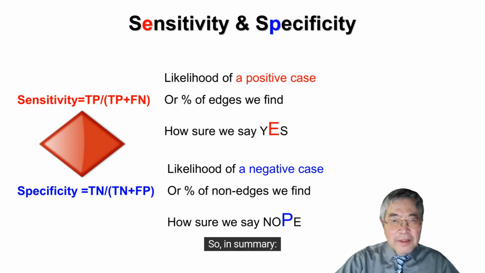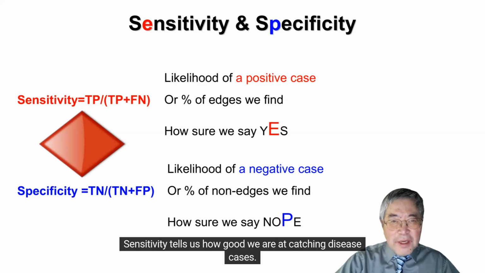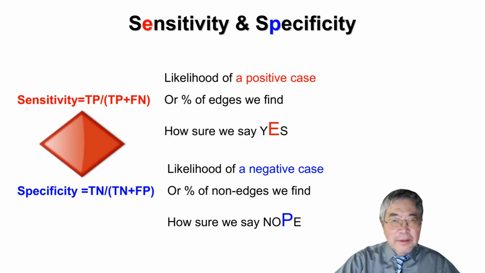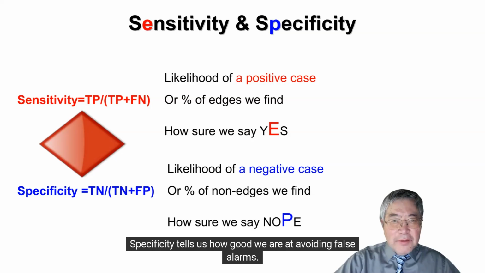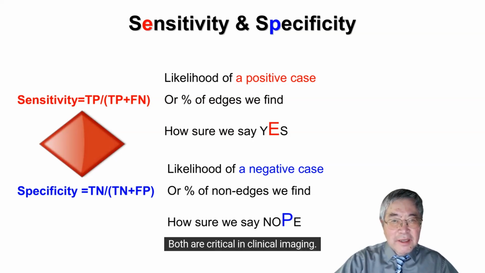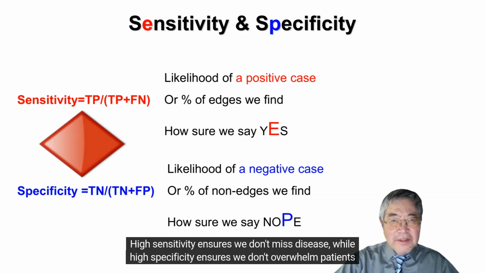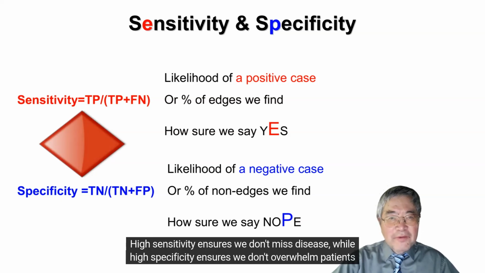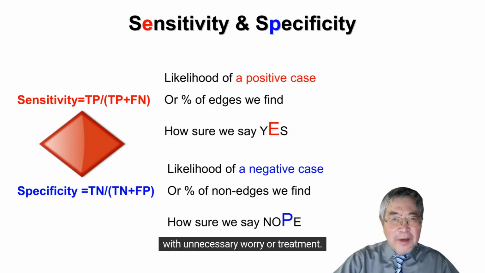So, in summary, sensitivity tells us how good we are at catching disease cases. Specificity tells us how good we are at avoiding false alarms. Both are critical in clinical imaging. High sensitivity ensures we don't miss disease, while high specificity ensures we don't overwhelm patients with unnecessary worry or treatment.